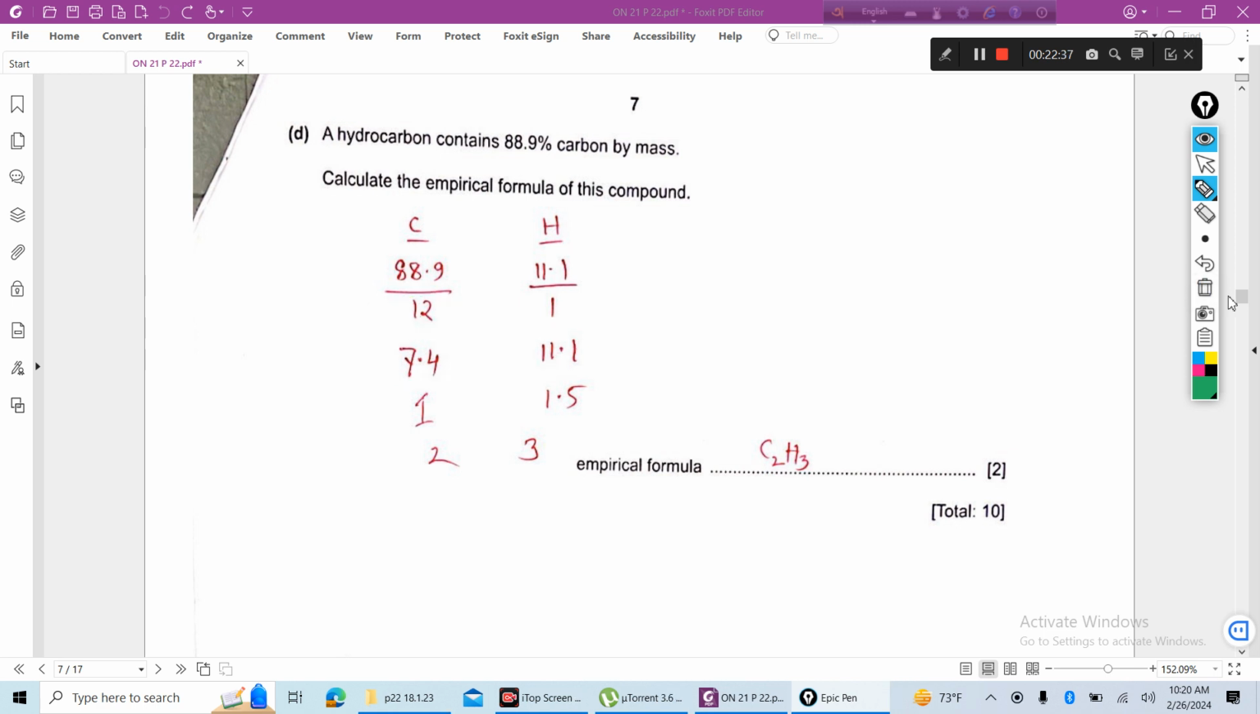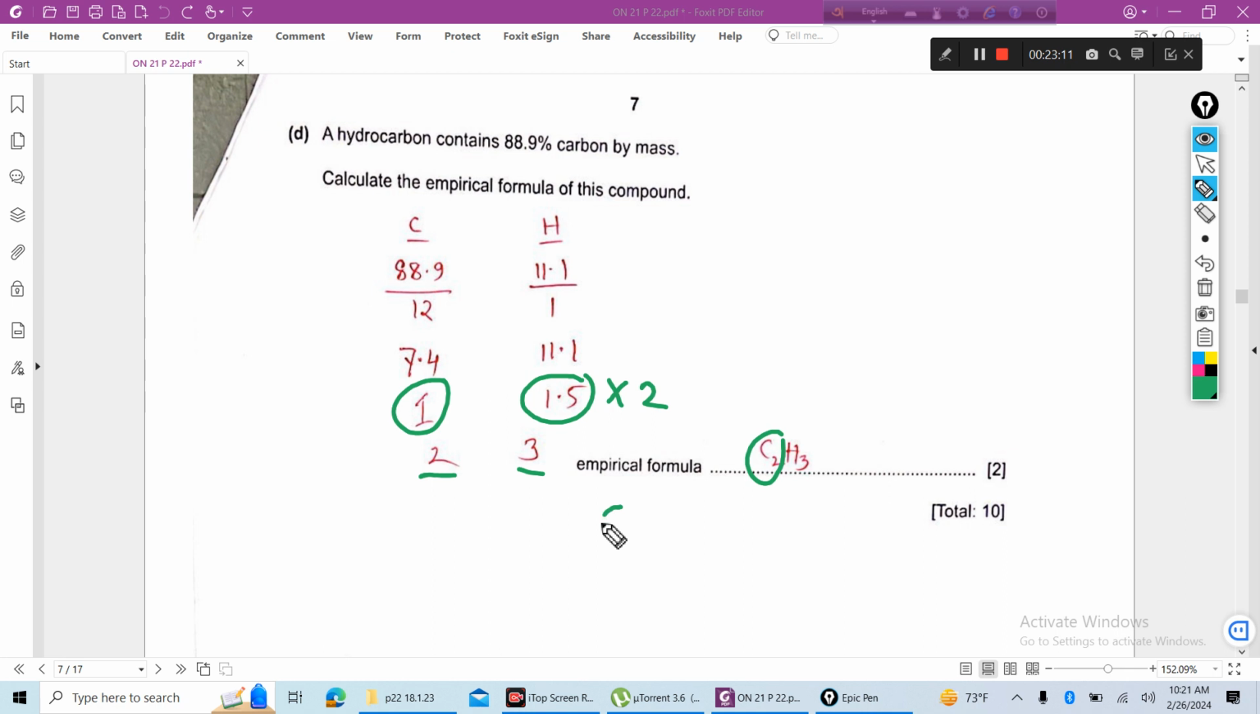After that you divide by the smallest one, 7.4 divided by 7.4, you get 1, and 11.1 divided by 7.4, you get 1.5. So carbon is 1 atom, hydrogen is 1.5 atom. This is a fraction, so you will multiply it by 2 to convert to whole numbers. 2 ones are 2, 1.5 times 2, 3. So here 2 carbon atoms, C2, hydrogen 3. The empirical formula will be C2H3.